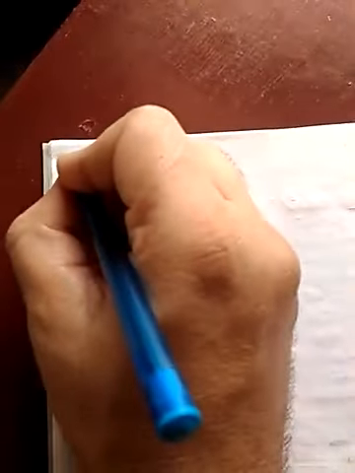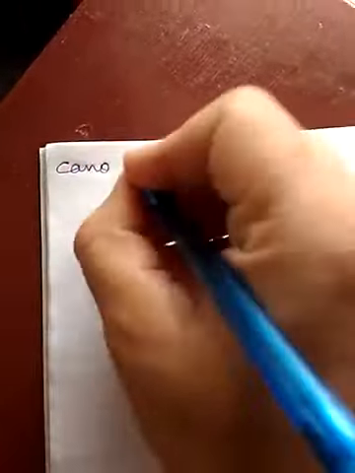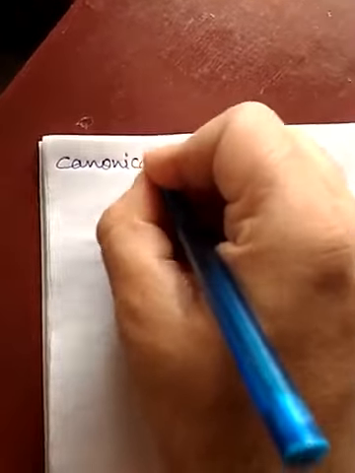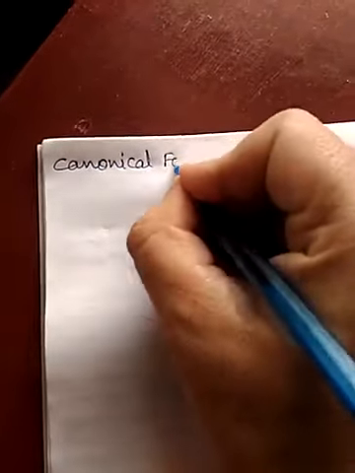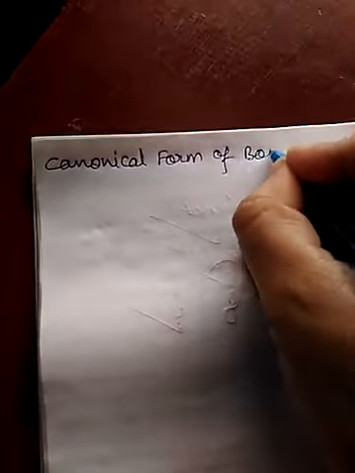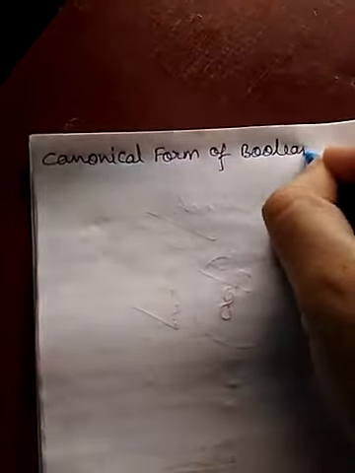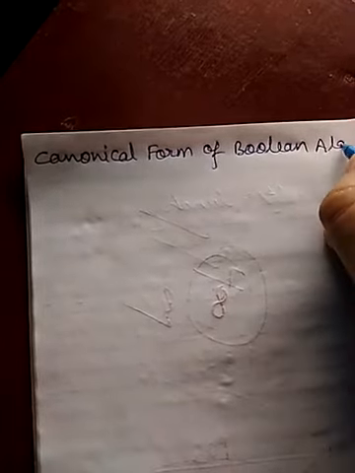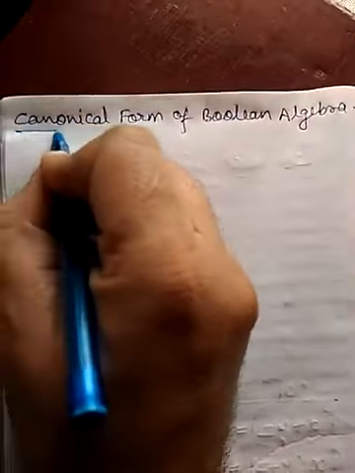Remember it. Second is canonical form of Boolean algebra. Canonical form of Boolean algebra. Now what is this canonical form?